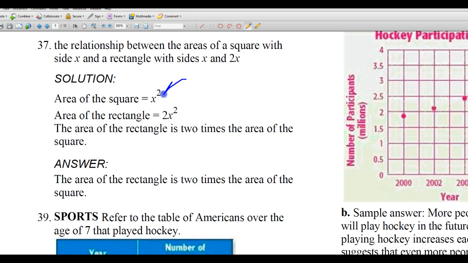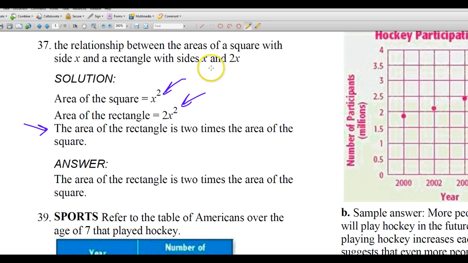So we observe this area and this area. So we have x squared for the square, we have 2x squared for the rectangle. So our conjecture would be the area of the rectangle is 2 times the area of the square. We can even test this with numbers.